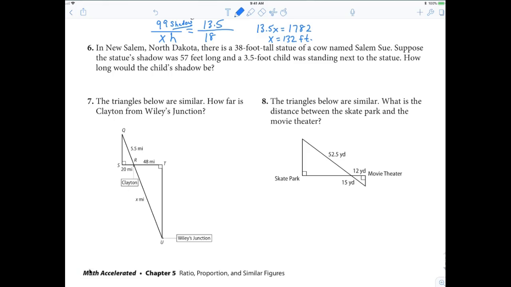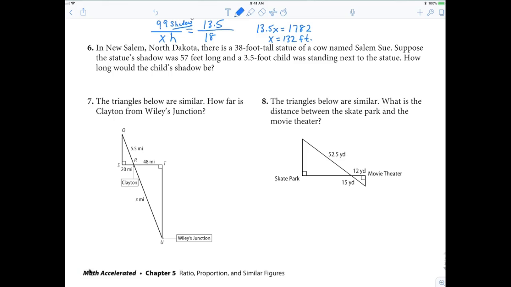Question number 6 says in New Salem, North Dakota, there's a 38-foot tall statue of a cow named Salem Sue. Suppose that the statue's shadow was 57 feet long, and a 3.5-foot child was standing next to the statue. How long would the child's shadow be? All right, Jess, you ready? Tell me what proportion I'm setting up.